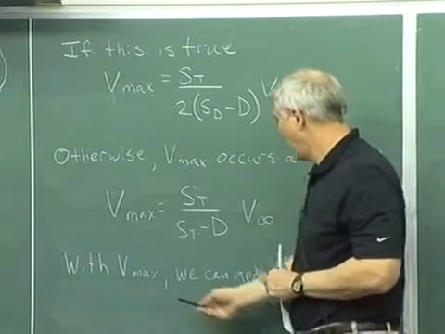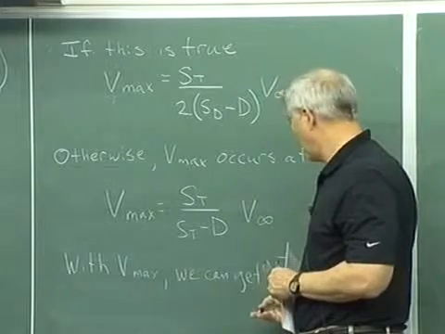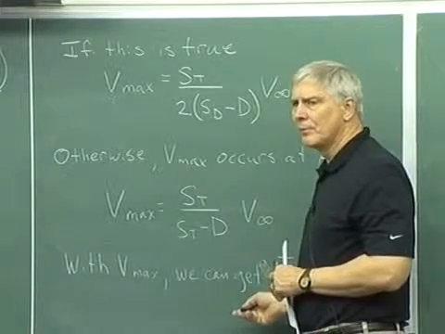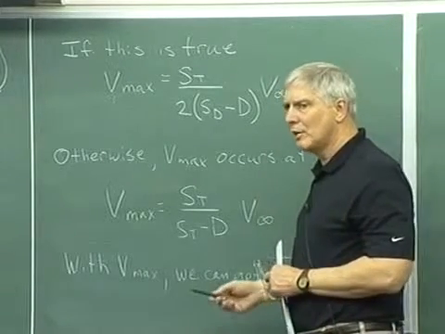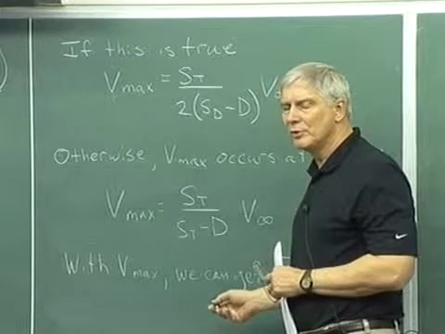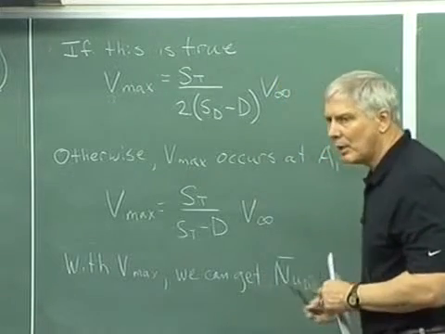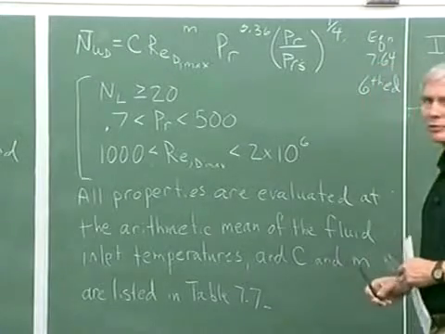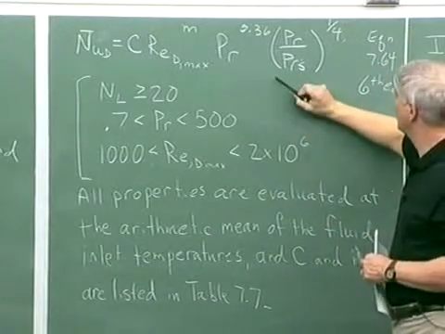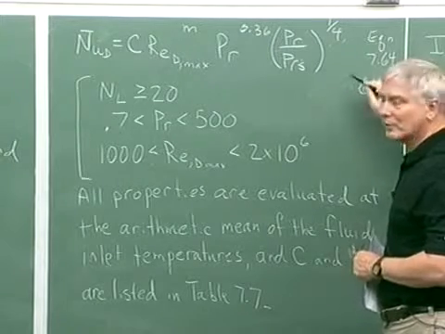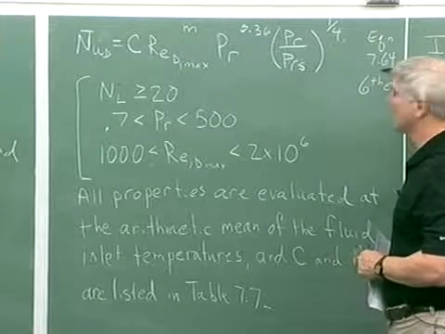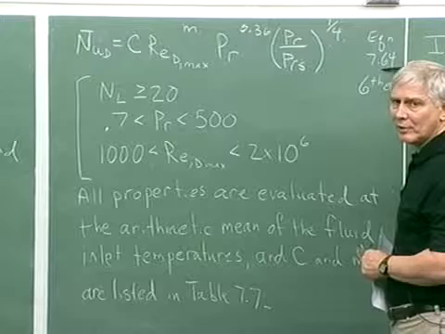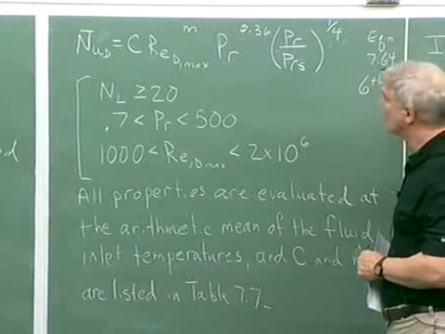Okay, then once we have Vmax, we can go back and calculate the Nusselt number. Now sometimes it turns out that the correlation that I gave you previously for the Nusselt number may not apply. There's another correlation that you might be able to use, which extends the Reynolds number range, and that's this correlation right here, which in the 6th edition is equation 7.64. If you have a different edition, it might have a different number, but you could find it.